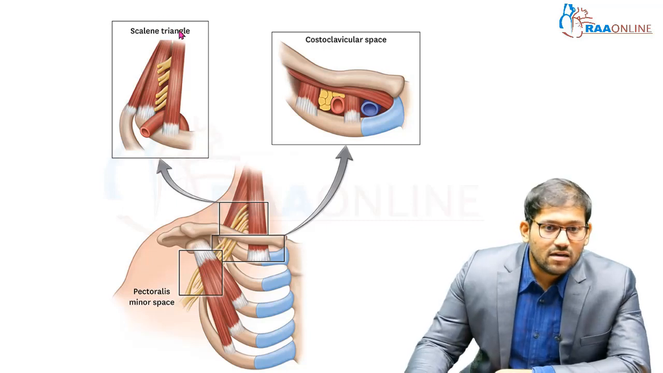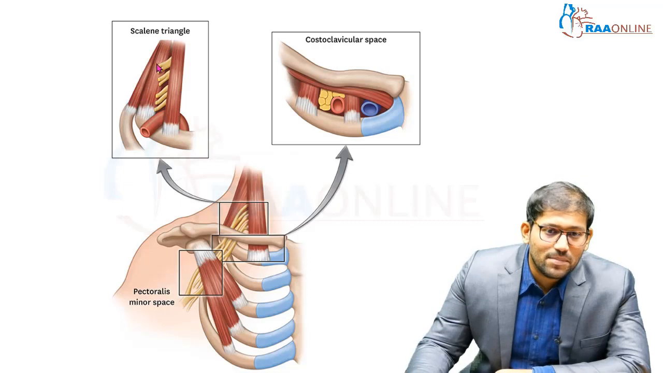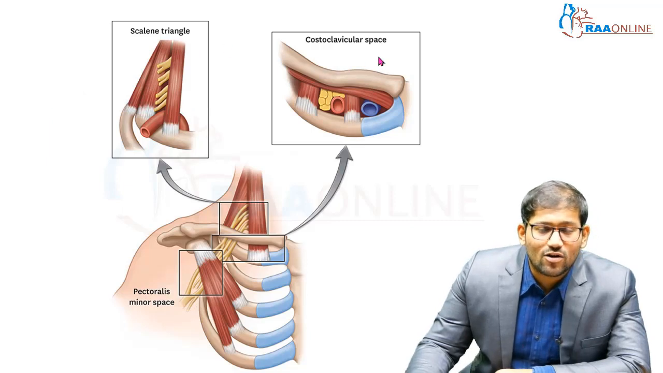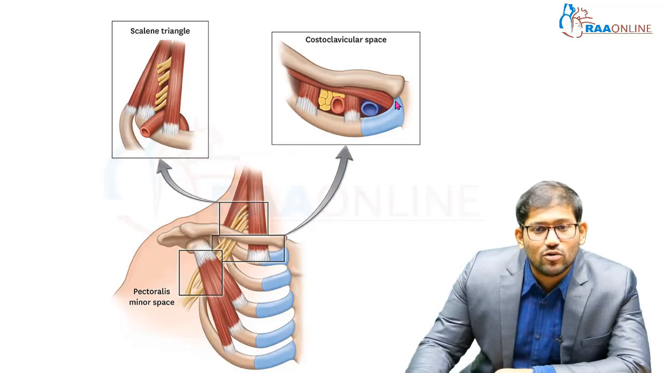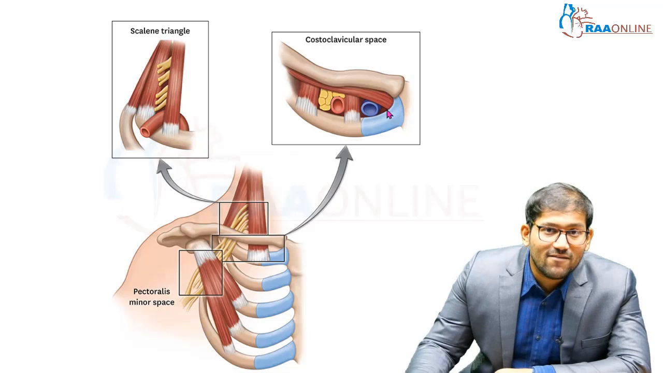You can see that here, the first space being your scalene triangle. You can see anteriorly the anterior scalene muscle and posteriorly the middle scalene muscle containing two elements, one being your subclavian artery which exits through it and your brachial plexus contents which come out through the same. Whereas in your costoclavicular space, you have your subclavius muscle which is superior to this, which contains both your subclavian vein as well as your subclavian artery. You can also see that this is a very narrow space, bounded by the clavicle on top and by the first rib below.